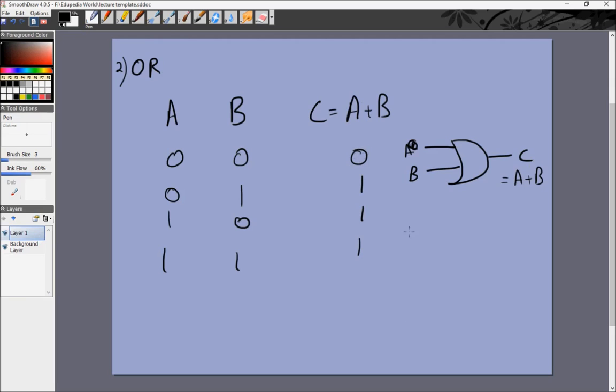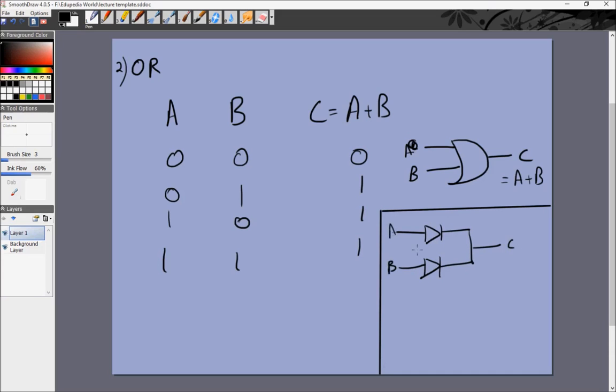Let's try to realize this using PN junction diodes again. In this case, all we need to do is switch the polarity of the PN junction diodes and remove the 5 volt battery. This is C, this is A, B, and they're all connected to the ground. So this is 0 volts. What would happen if both A and B are of 0 volts? Then there would be no current flowing, and in that case this would obviously be 0 volts again. So A and B 0 gives 0.